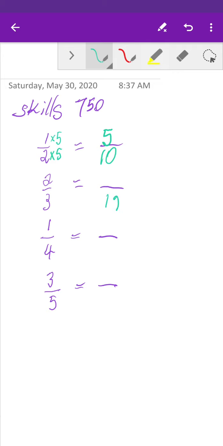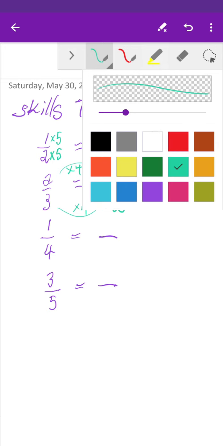2/3, if I was to have a 12 in this position, how do I go from 2/3 to something 12ths? Well, from 3 to 12, you have to times that by 4. So if you times that number by 4, you will get 8. So that's 8 over 12.